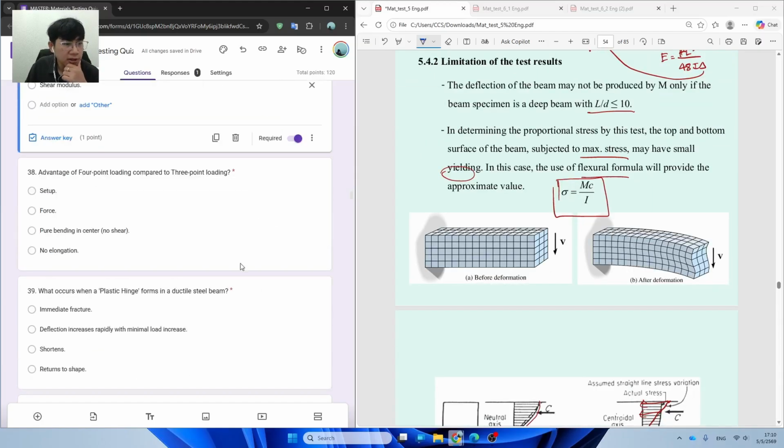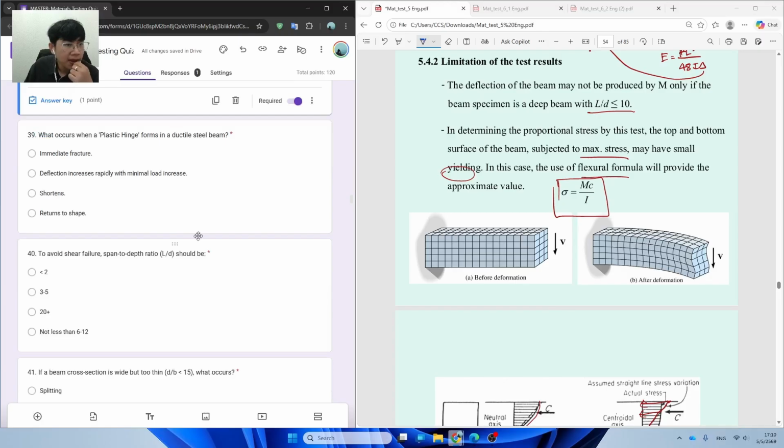And what else? The advantage of 4-point loading compared to 3-point loading is just pure bending at the center without shear. And question 39: what occurs when a plastic hinge forms in a ductile steel beam? Okay, we're going to discuss this later.